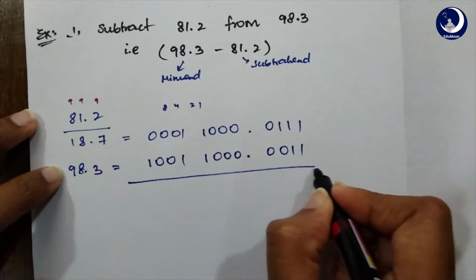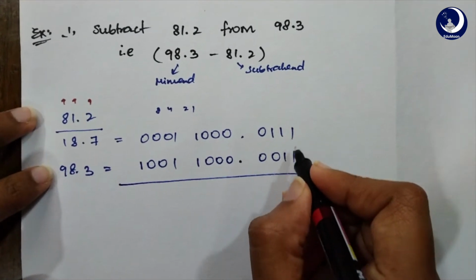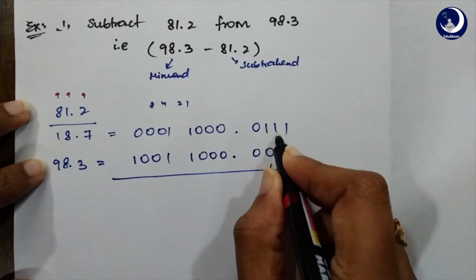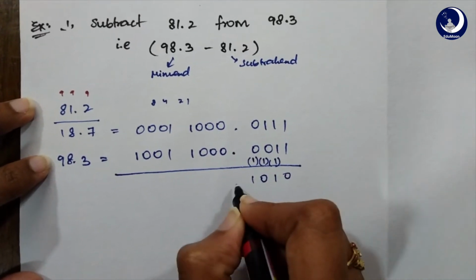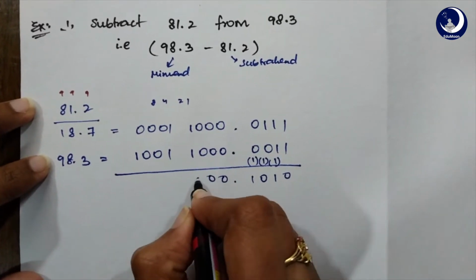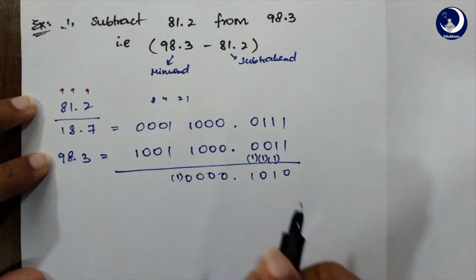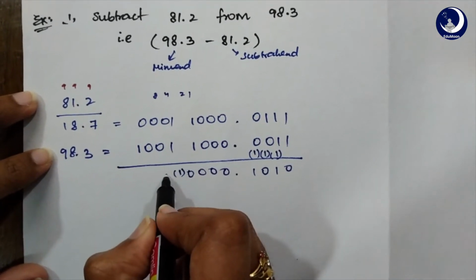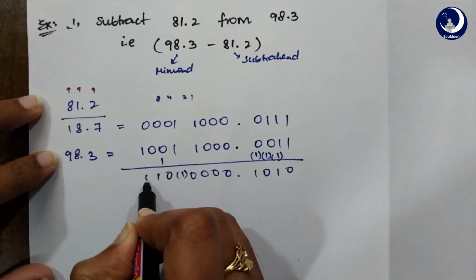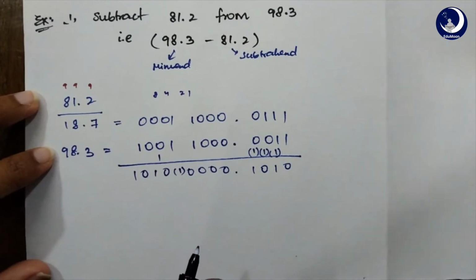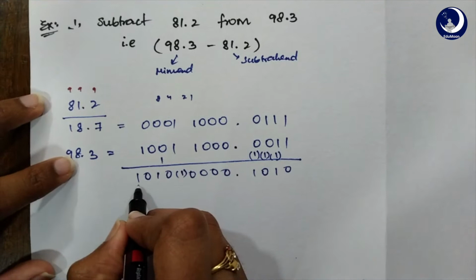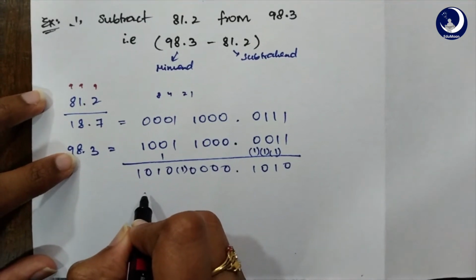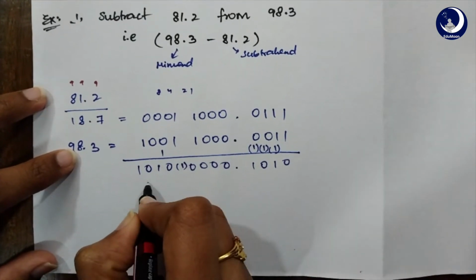Now do the normal BCD addition. 1 plus 1 is 0 with the carry 1. 1 plus 1 plus 1 is a 1 with the carry 1. 1 plus 1 is a 0 with the carry 1, and 1. Then dot, 0000 with the carry 1. Now 1 plus 1 is 0 with the carry 1, 1, 0 and 1. Now consider all these bits. So this is 1010, which is not a valid BCD.